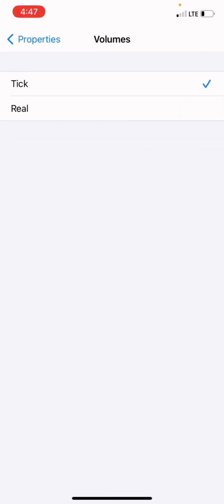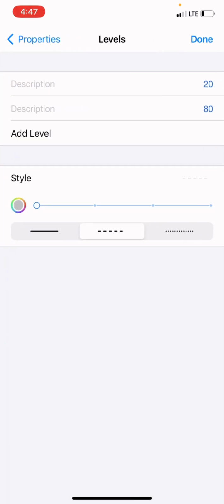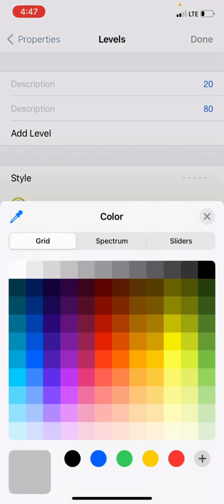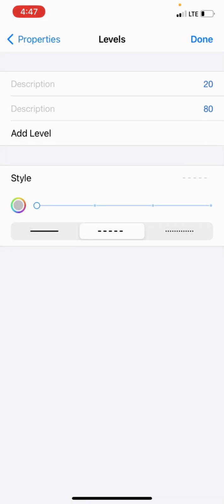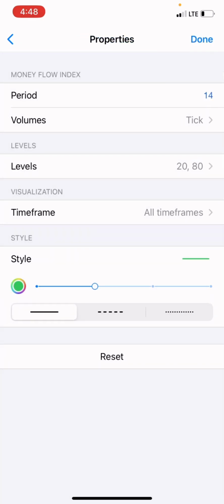The volume is going to be tick right there, as you can see, and the levels are going to be 20 and 80. The style is going to be one pixel. The color, you can choose white or the ash color right there. Then for the line, you can choose the second line, which is the one with a space. After that, you click on done right here. Then the style right here, you put green and 2 pixels, and you use the first line, just as you can see.